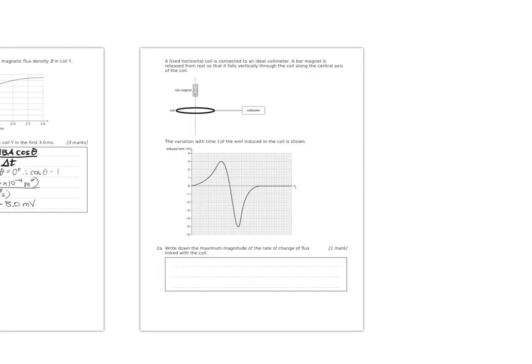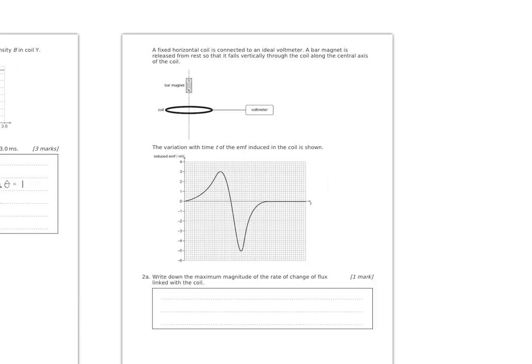Okay, number 2, we have a magnet that's falling through a coil. That is definitely an 11.1 question. Okay, so 2A says, write down maximum magnitude of the rate of change of flux linked with the coil. And so you might think that the rate of change of flux, it's looking for the maximum value of the slope of this graph. Not the case.